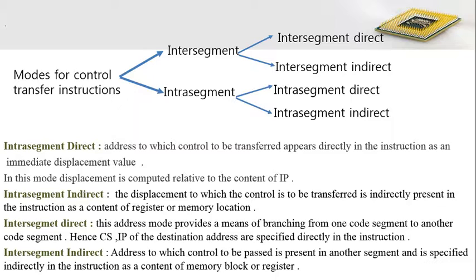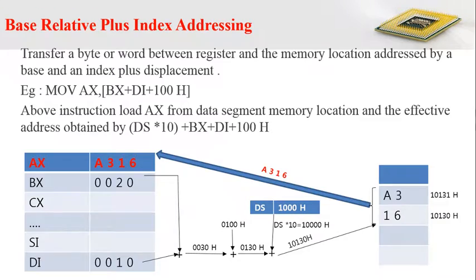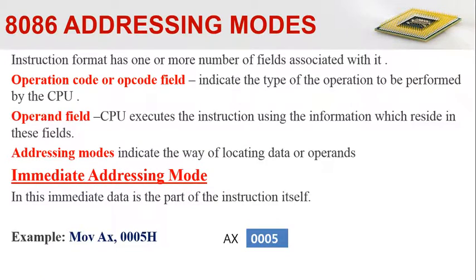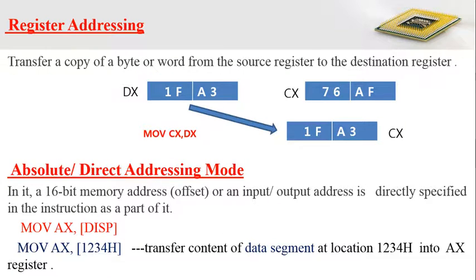Okay, so these are the different addressing modes that are present in case of control transfer or branching instructions, inter-segment and intra-segment. And all the previous addressing modes, we can use in sequential addressing, in case of sequential instruction execution.